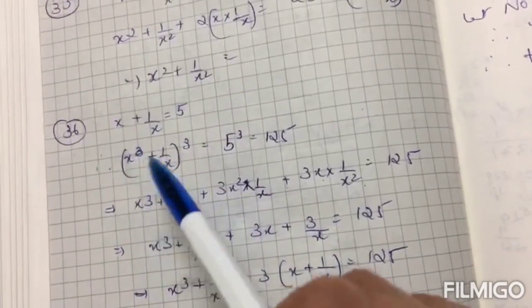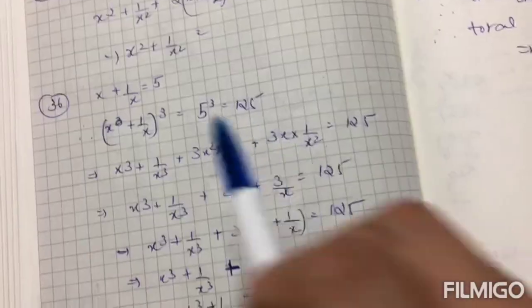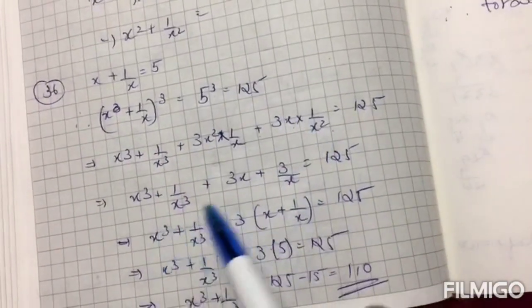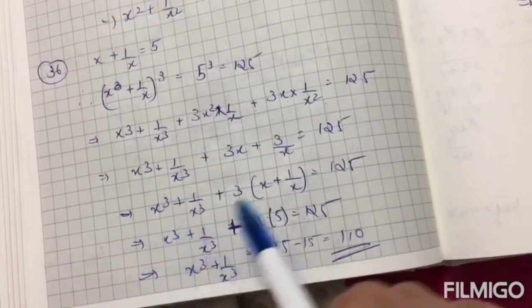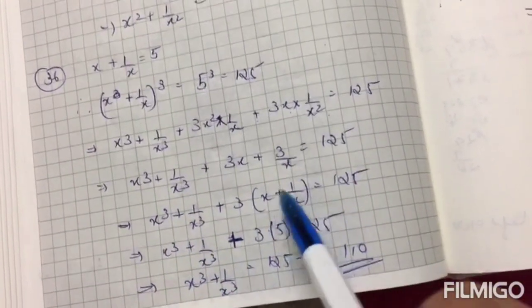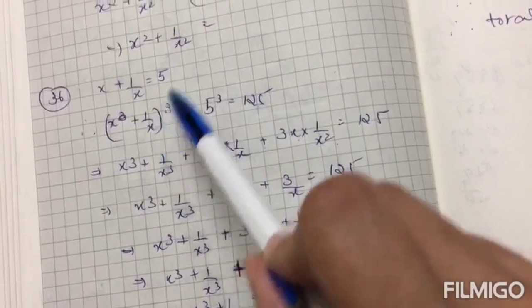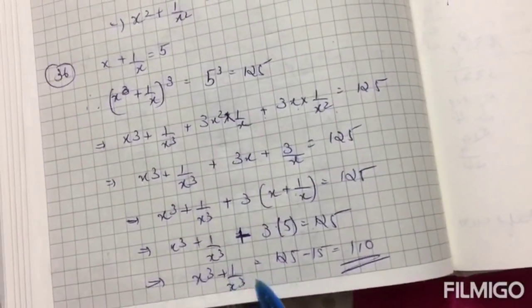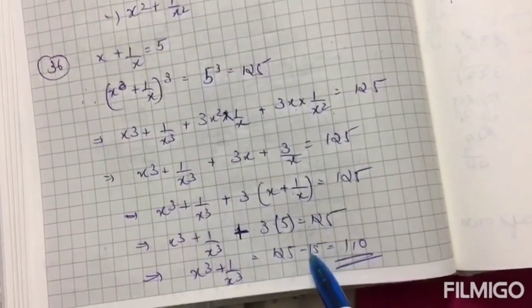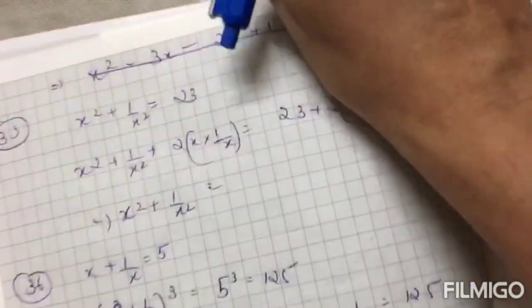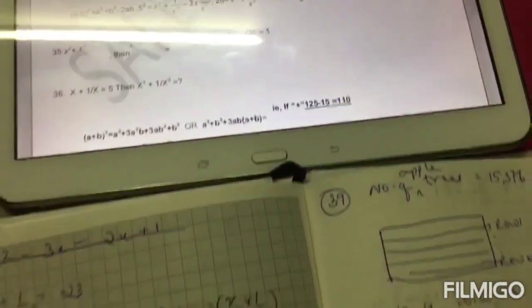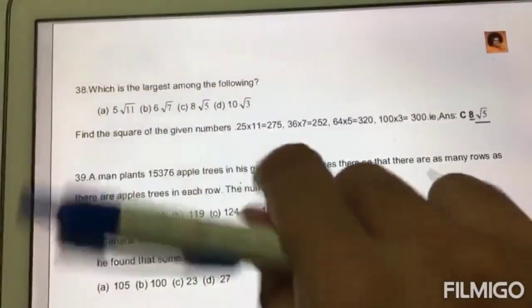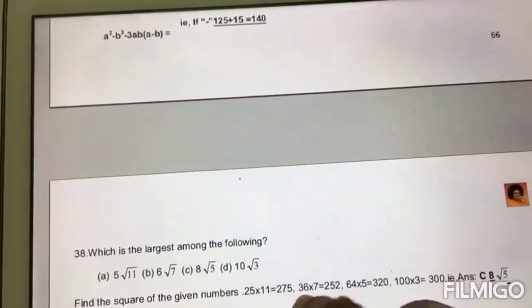Look at the formula for (a + b) whole cube, you will get it. Once you expand, you will get this term. You simplify, you substitute here x + 1/x = 5, and after simplification, you will get x³ + 1/x³ = 125 - 15, which is 110, and that is the answer that they also got, right? Okay, 37 is very similar to what we did, so please do it by yourself.